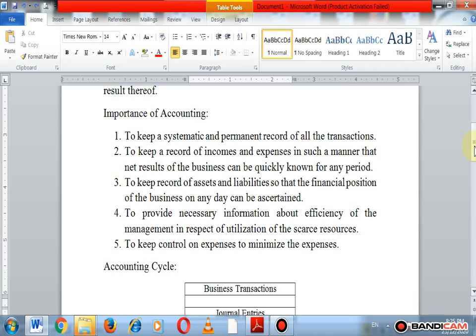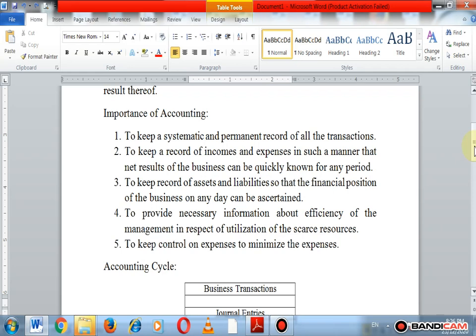Now we are going to discuss the importance of accounting. First, to keep a systematic and permanent record of all the transactions. Second, to keep a record of income and expenses in such a manner that the net results of the business can be quickly known for any period. Third, to keep a record of assets and liabilities so that the financial position of the business on any day can be ascertained. Fourth, to provide necessary information about the efficiency of the management in respect of utilization of the resources.